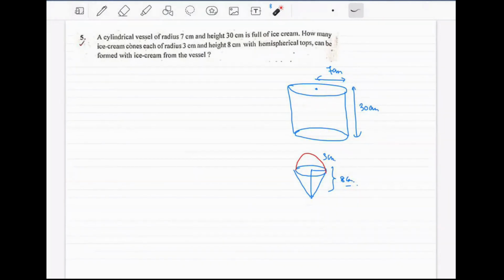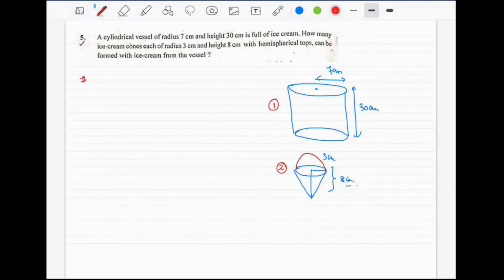In the previous one, the volume of the large tank and volume of the small bottle, we divided them, right? Likewise, what we are going to do here is find out the volume of this large can, and the volume of this small ice cream cone. And then we will divide them. That way we find out how many ice cream cones we can fill from this large can. So this is the first figure. This is the second figure. So let's find out the volume of the first one.